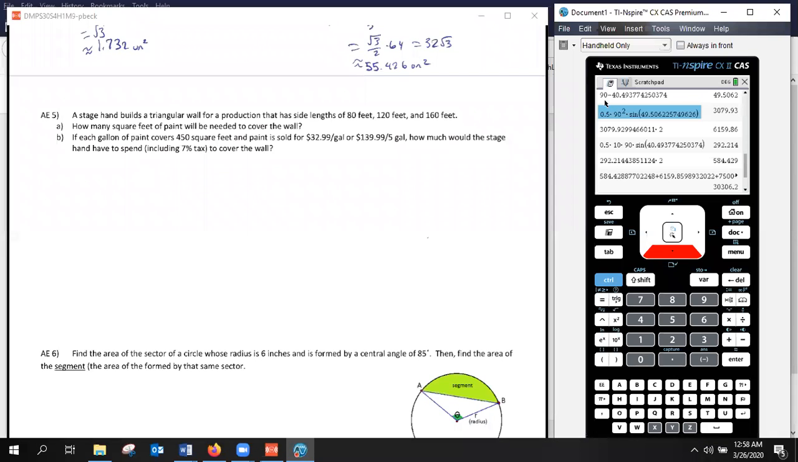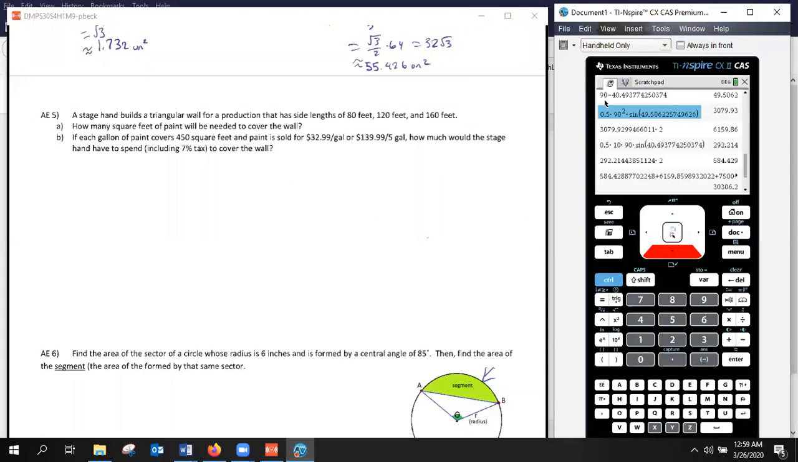All right, welcome back to page 2 of our notes for 8.4, which is talking about area of a side-angle-side triangle or a side-side-side triangle. I know I teased you that we're going to find a segment of a circle. I forgot about one problem in between, so let's talk about problem number 5, where we have a stagehand for production building a triangular wall, and the triangular wall has side lengths of 80, 120, and 160.